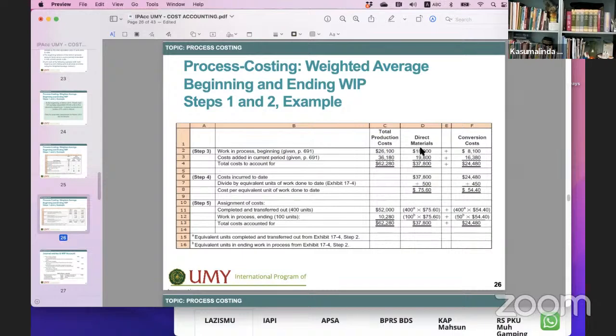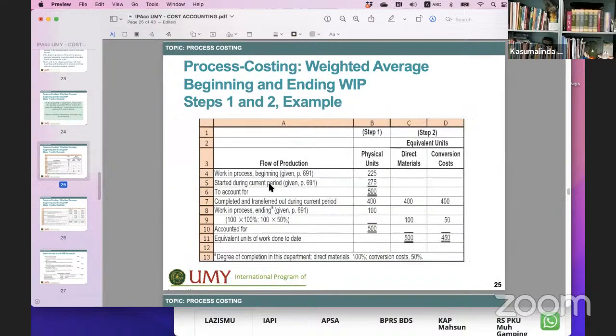Okay, all this actually is given to you. Okay, the maklumat, the information. Okay, the direct material is 18,000 for beginning work in process. Okay, nampak sini maksudnya this time around we have the cost for beginning work in process. Okay, in the first example that I've shown to you, we don't show this line because the beginning work in process is 0. Okay, the units is 0, so the cost should be also 0. But this time we have the units in beginning inventory, which is 225.